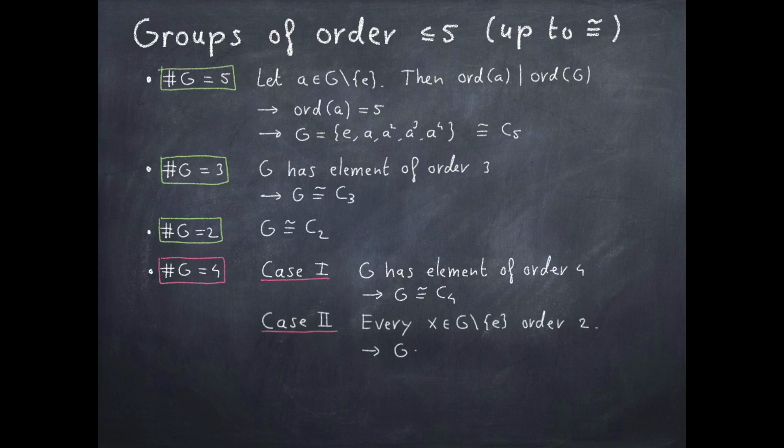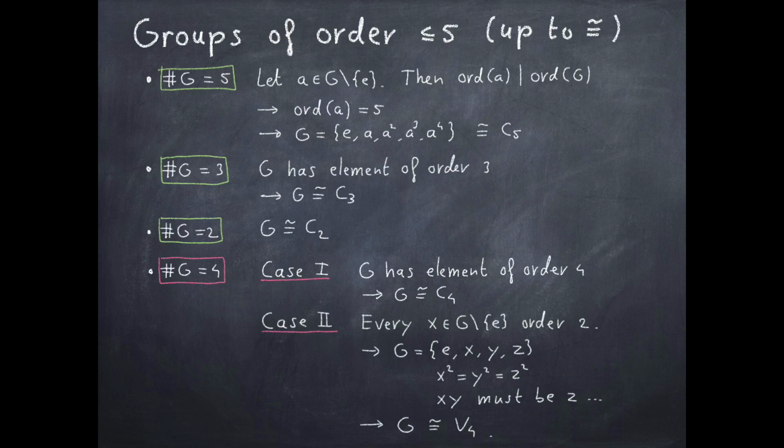Finally, we come to the groups of order 4. So let G be a group of order 4. If G has an element of order 4, then again G is isomorphic to the cyclic group of order 4. For the second case, suppose that no element of G has order 4. Let x be any element that's not the identity element. The order of x must be a divisor of 4, but it cannot be 1 and it cannot be 4. So the order of x must be 2.